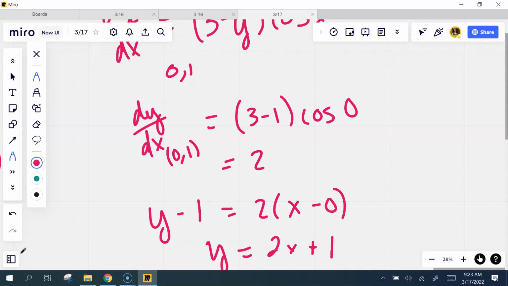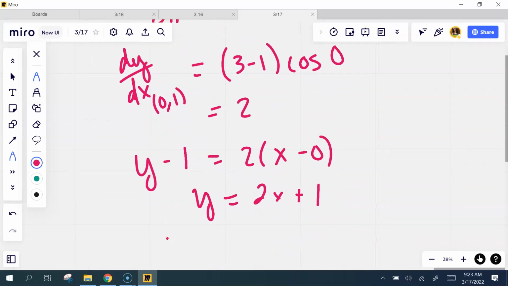2 points for that one. 1 for the tangent line, and now I need to use that to approximate f of 0.2, which would give me, yes, when you plug it in, 1.4. 2 points, 1 for each. 1 for the tangent line, 1 for the approximation.